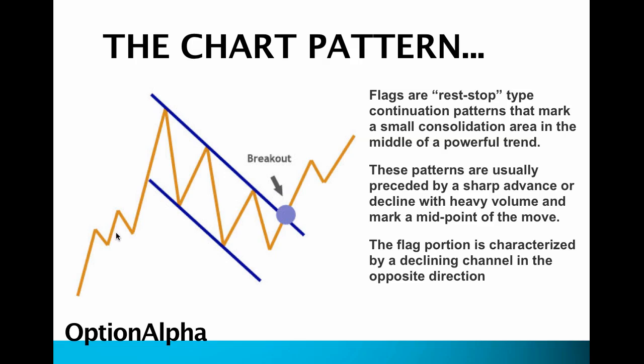So we have a sharp steep increase into the pattern, and then we have some consolidation in a channel that is going against the major trend. So if we have a bullish pattern like we have here, we'd have a sharp run up in the stock and then a channel which is going in the opposite direction, or a downward sloping channel. And then after the downward sloping channel we have a breakout, and the pattern continues to run higher and higher.